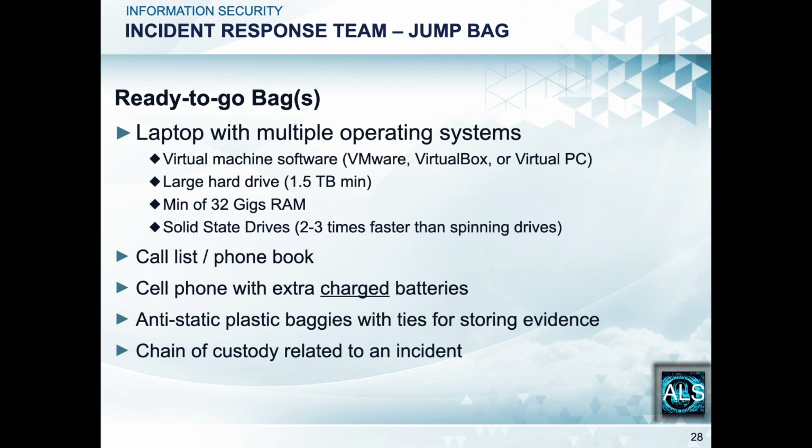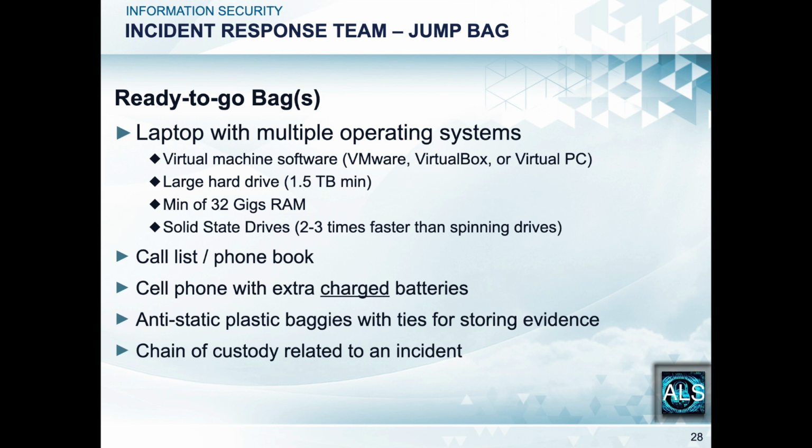You should have a call list like a phone book. And it's important to note that some of these things should not be just digital. Having a hard copy of these things is going to be important, especially if your overall environment has been hit with ransomware and you cannot access your incident response plan. You cannot access a phone book or Active Directory or all these things that you rely on in normal operations. They may not be there during an incident. You should also have a cell phone with extra charged batteries, flashlights, and things like that.